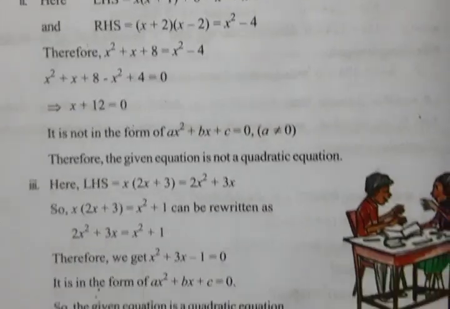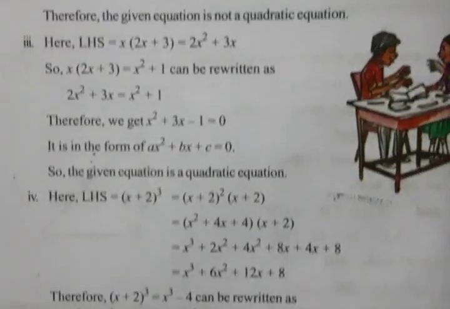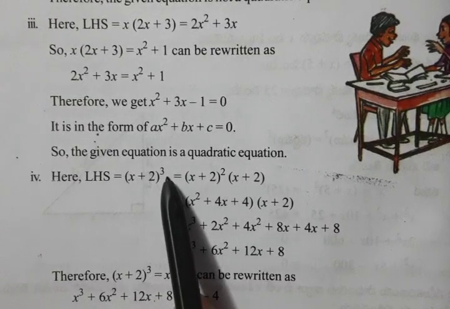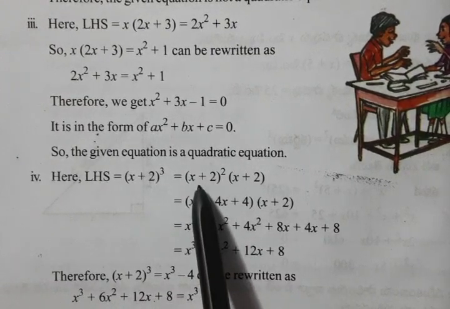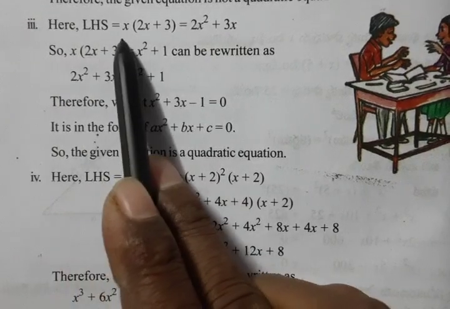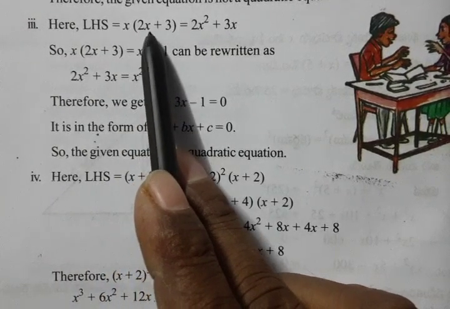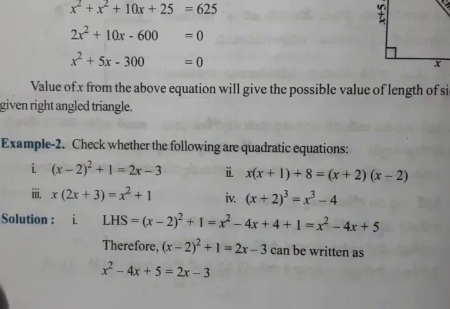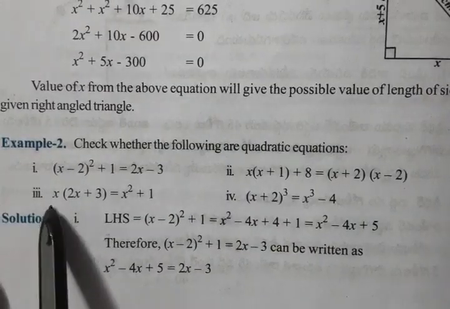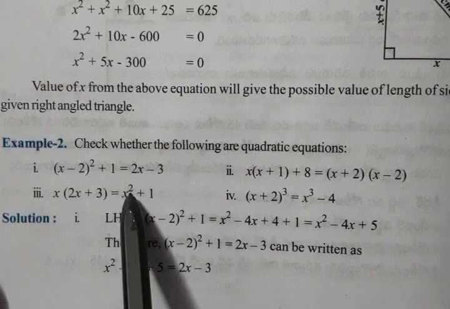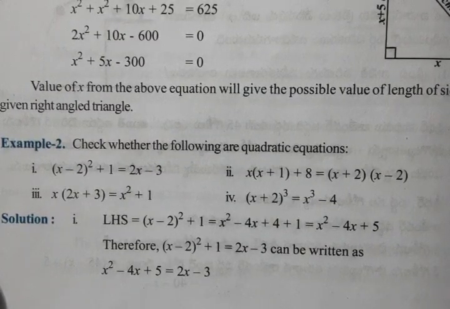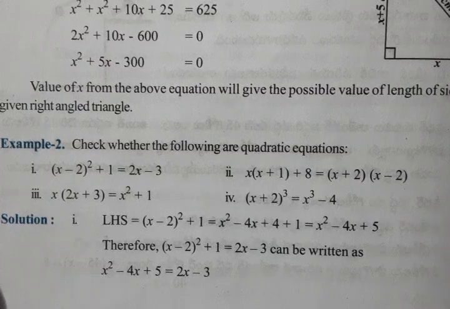Now the third one. What is the third question? x into 2x plus 3 is equal to x square plus 1. This is the third question. LHS is x into 2x plus 3. RHS is x square plus 1.